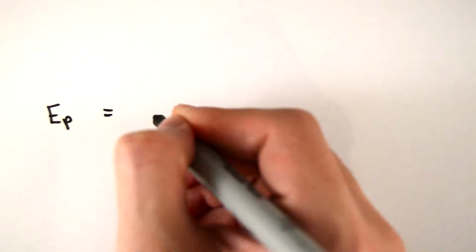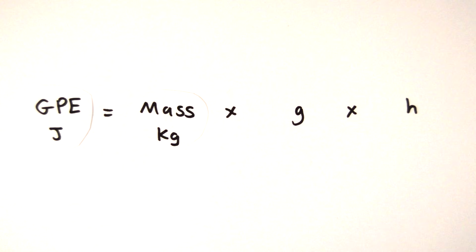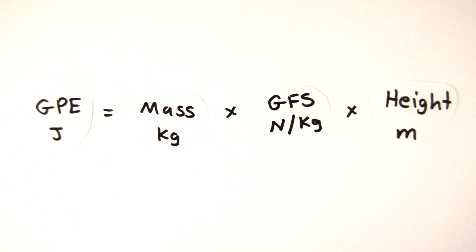These variables are related and can be expressed with the following equation, where EP is the gravitational potential energy in joules, m is the mass in kilograms, g is the gravitational field strength in newtons per kilogram, and h is the change in height in meters.